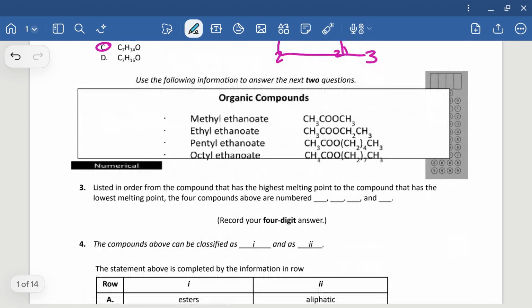Moving down to the numerical response question, in order from the compound that has the highest melting point to the lowest. So they all are esters. So looking at this, it's just the biggest one would have the highest melting point. So your biggest one is the last one, and then as they get smaller, the melting point would get lower. So this would just be 4, 3, 2, 1.